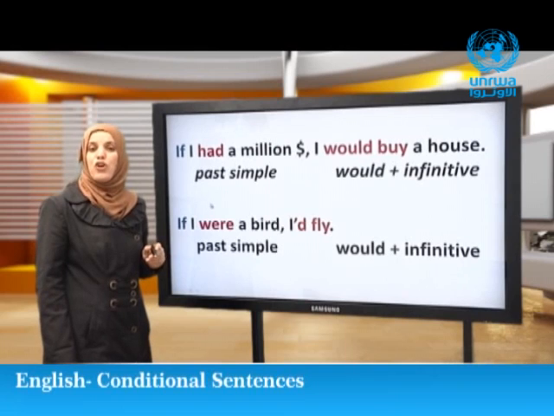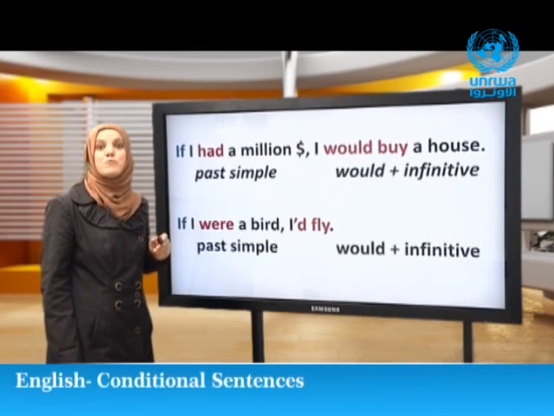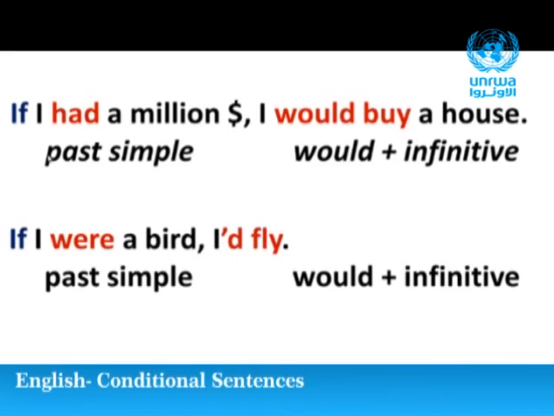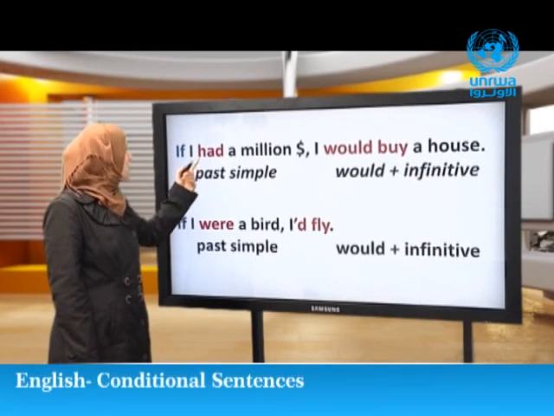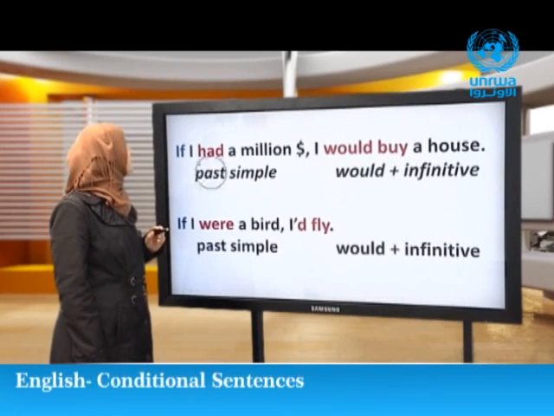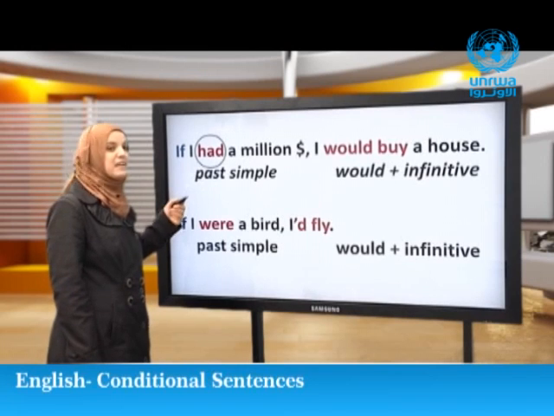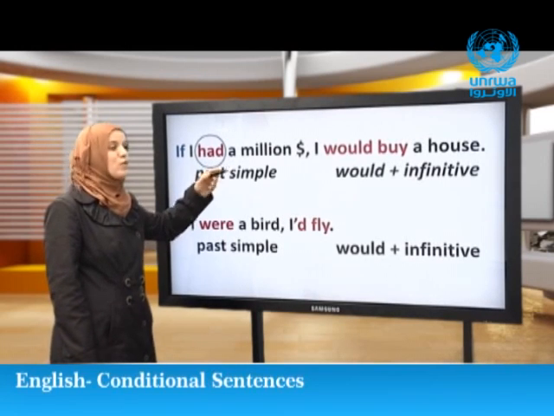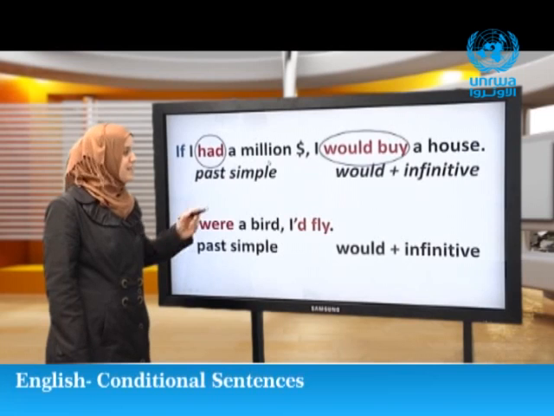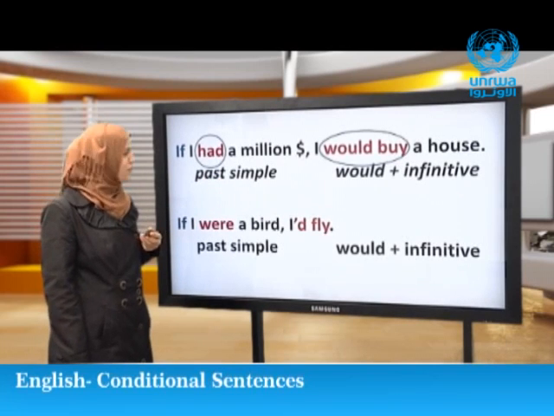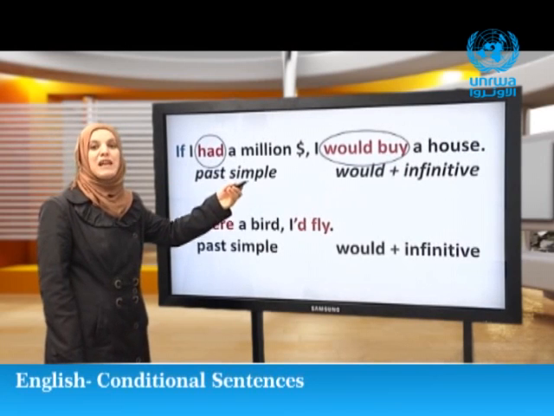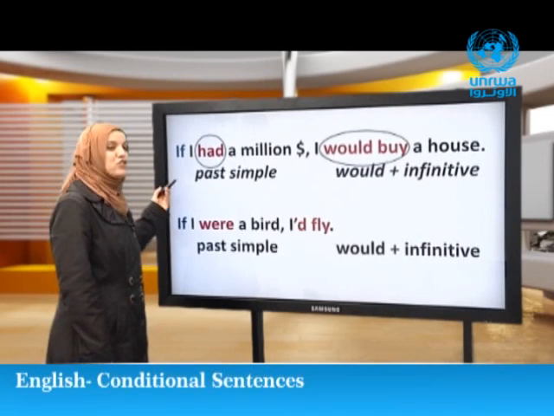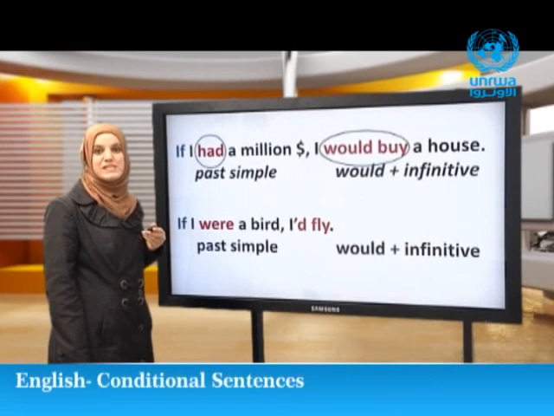Now let's look at the form of conditional sentences type 2. If I had $1 million, I would buy a house. What does the sentence begin with? It begins with if. Look at the verb had. What tense is it? Yes, it is past simple tense. What about the other verb, would buy? This is would plus infinitive. So we have past simple tense in the condition. We have would plus infinitive in the result.